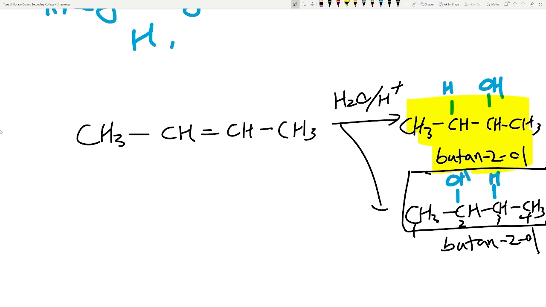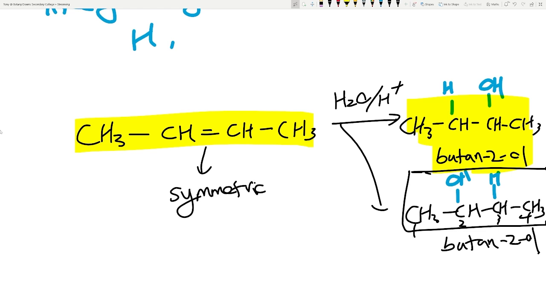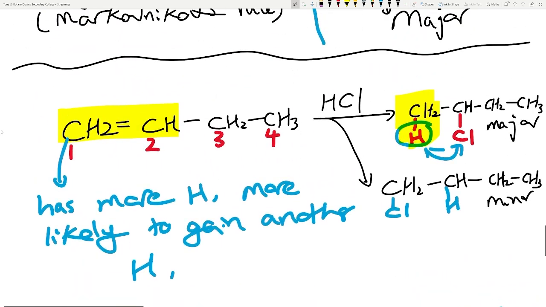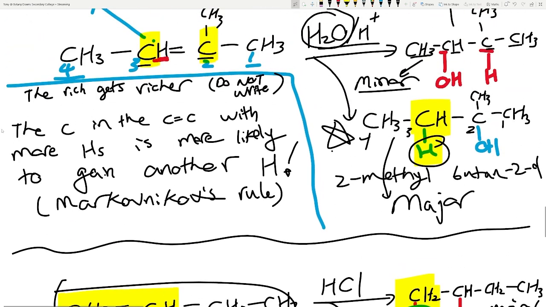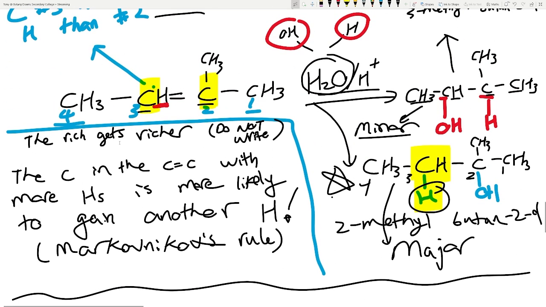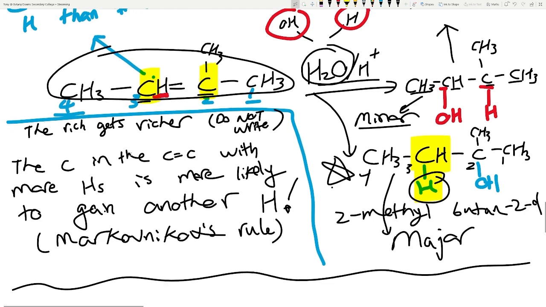And why is that? Because of the symmetry. Hopefully you can clearly see that this is a symmetrical alkene. So it makes absolutely no difference where you put the H and where you put the OH. Okay, because that's a symmetrical alkene. And if you go back to the ones that we've done before, this is clearly asymmetrical. If you go up here, you can see clearly this thing that we did here is asymmetrical. Okay, so the symmetry determines what you get there.